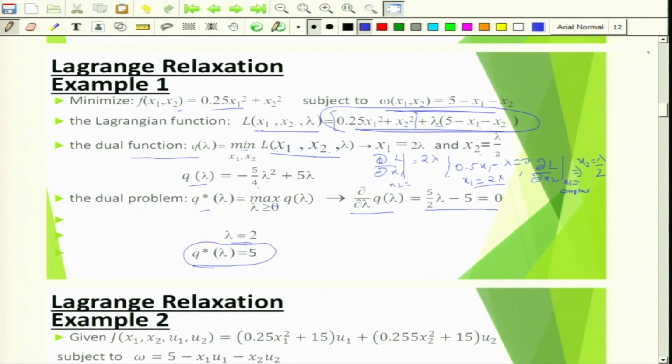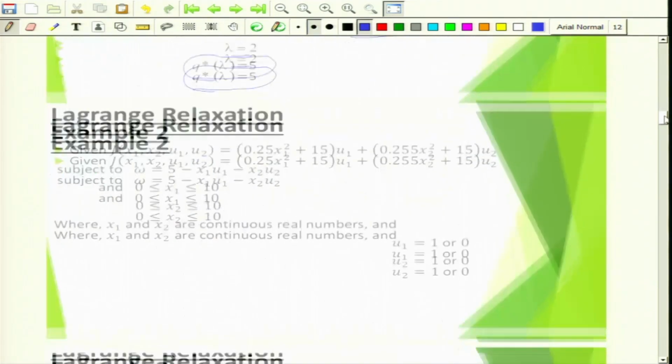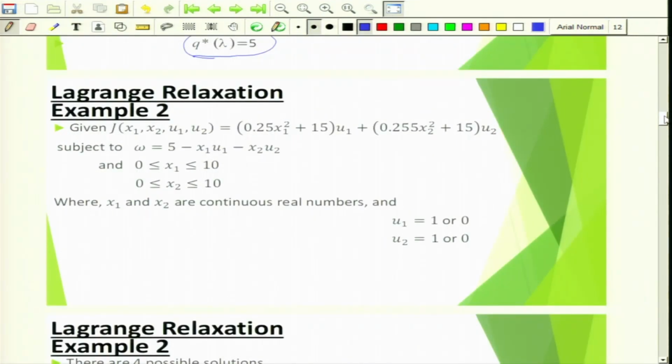Let us take another problem which is closer to our unit commitment problem statement.